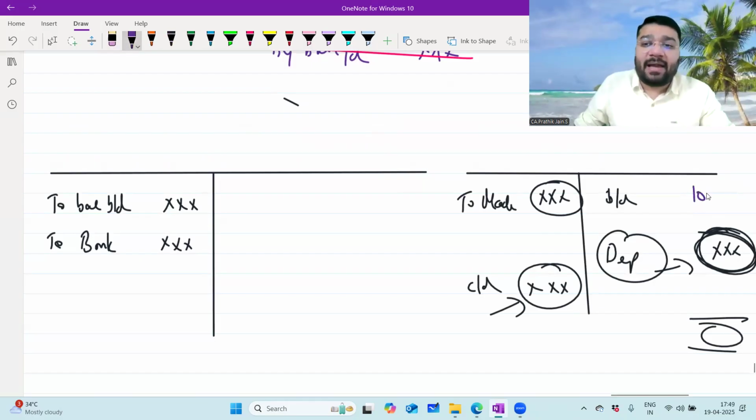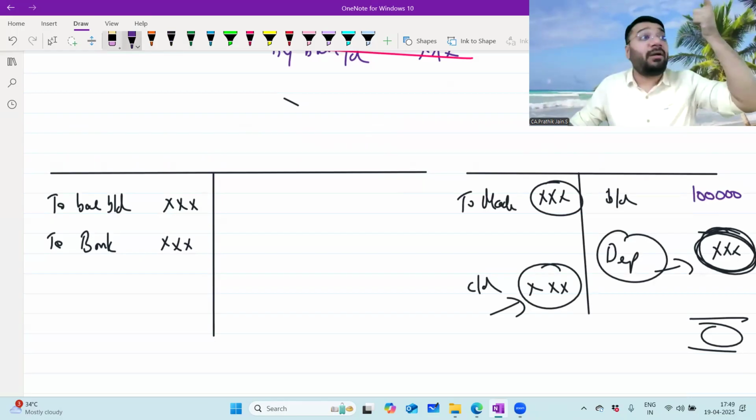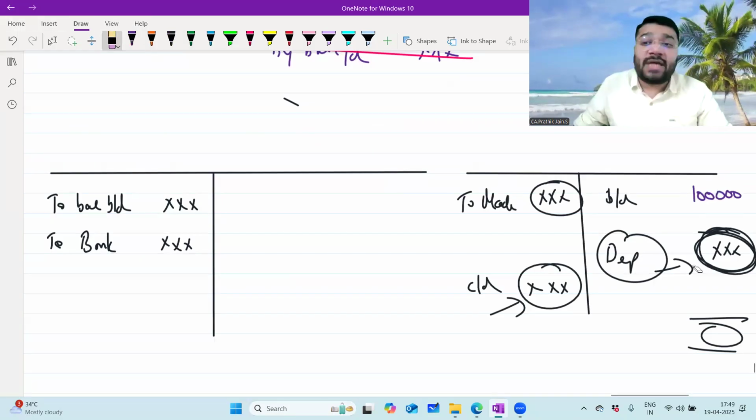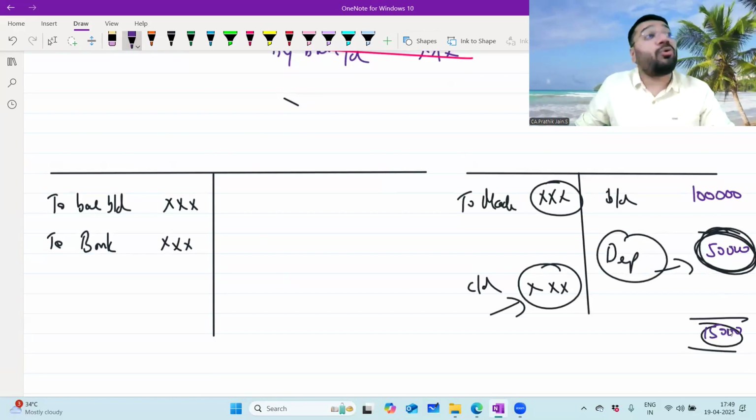Imagine 1 lakh is the opening balance of the asset. Sorry, opening balance of the accumulated depreciation. Current year, you've used the asset and depreciation is, let's say, 50,000 rupees. So what is the total depreciation? 1,50,000 rupees is the total depreciation.